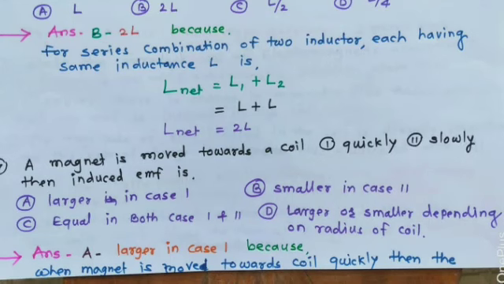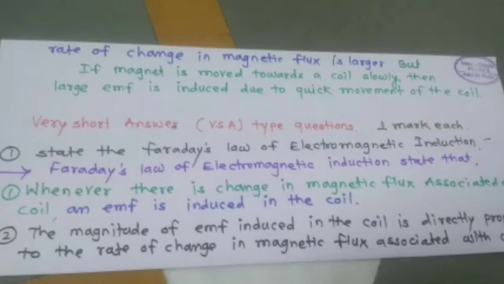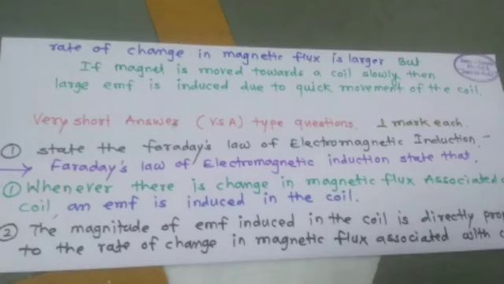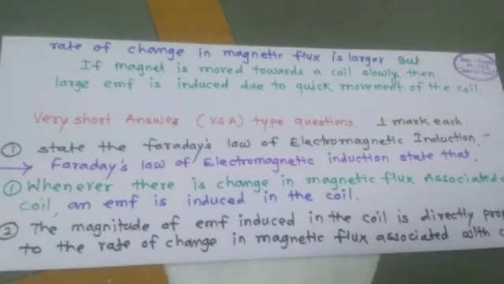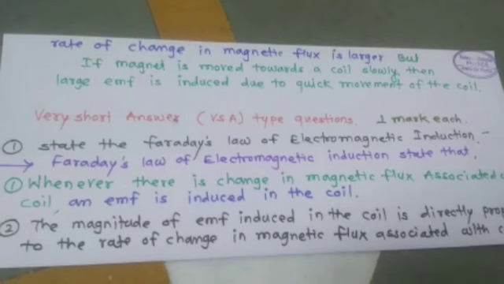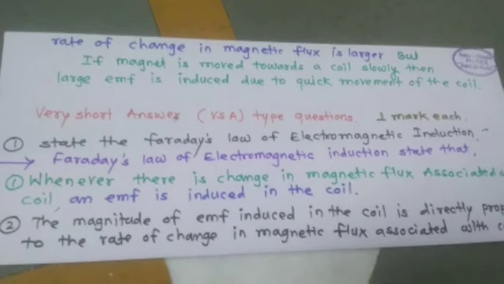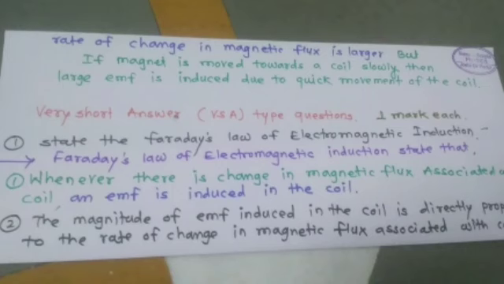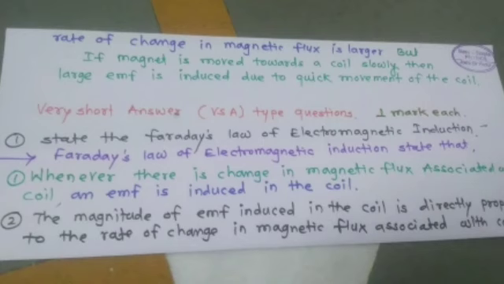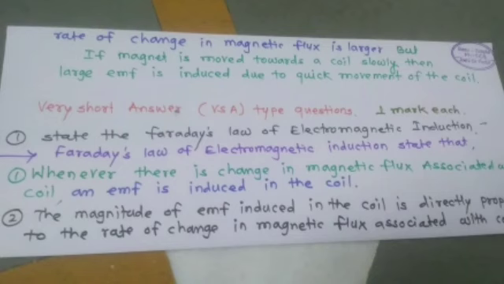coil quickly, then the rate of change in magnetic flux is larger. But if the magnet is moved towards a coil slowly, then a smaller EMF is induced due to the slow movement of the magnet. So the answer will be option A, larger in case 1, that is quickly.